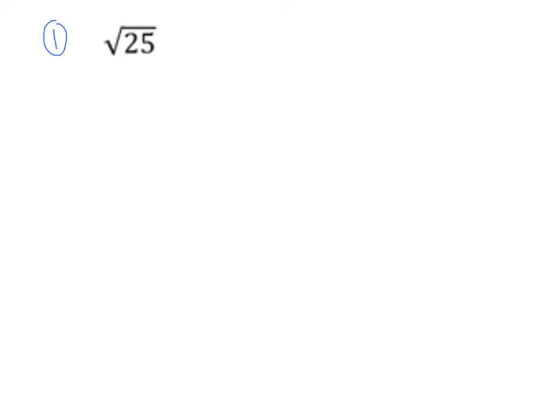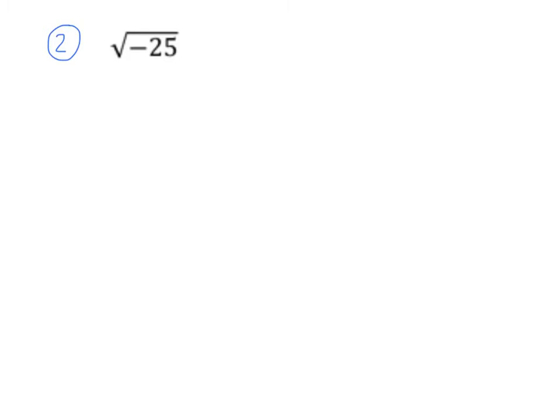Alright, so let's just do a quick recap about square roots. What's the square root of 25? That should be super obvious. That is equal to 5. But let's make sure we know why. Why is that true? Well, the square root of 25 is 5 because 5 times 5 is 25.